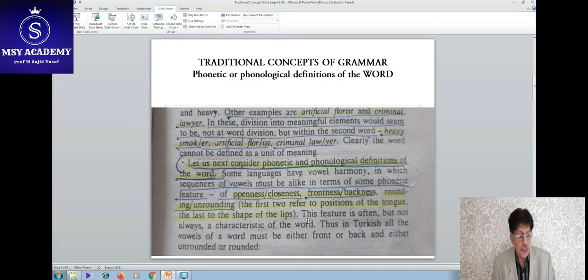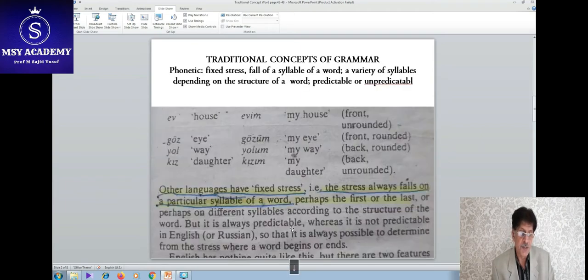The first two show the position of the tongue, and the last two, rounding and unrounding, show the shape of the lips. But actually, the writer does not accept this, as this feature is often not a characteristic of a word. I mean, it may not be defined as a word. Let's see next.